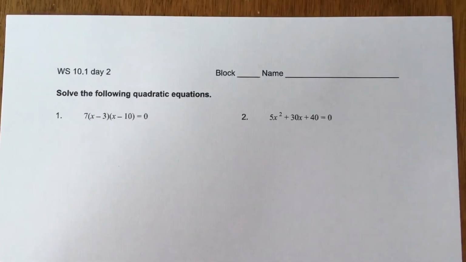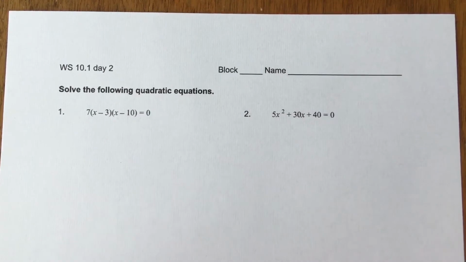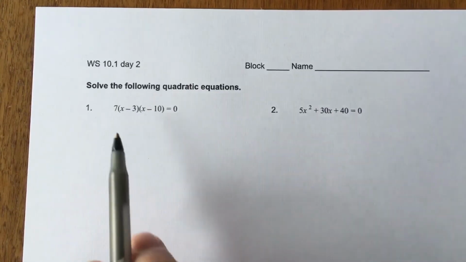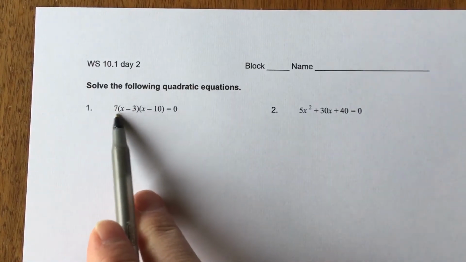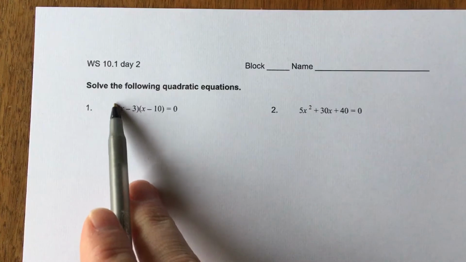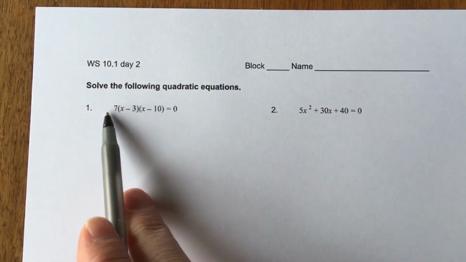All right, this is 10.1 day 2. These are still by factoring, but there's a little wrinkle to some of these that we want to just make sure you feel comfortable with. The first one has already been factored out, but it has this 7 in front of it.